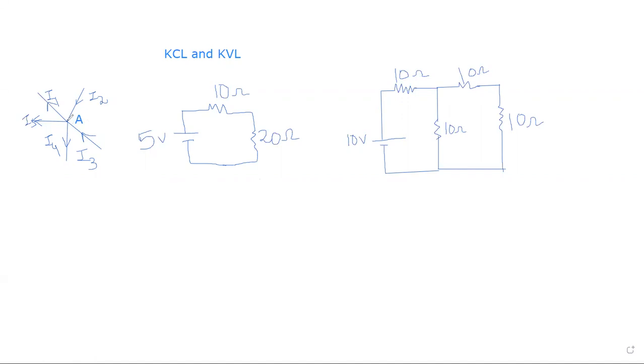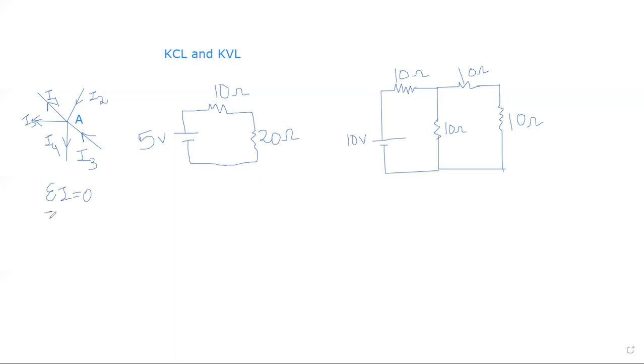If a node has a number of branches connecting to this particular node, then Kirchhoff's current law states that summation of I is equal to 0. Summation of I is equal to 0 means what? The incoming current is equal to the outgoing current. The incoming current to the node is equal to the outgoing current from the node, right? So how can I write it down?